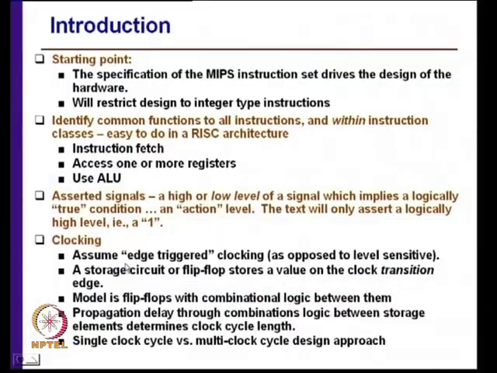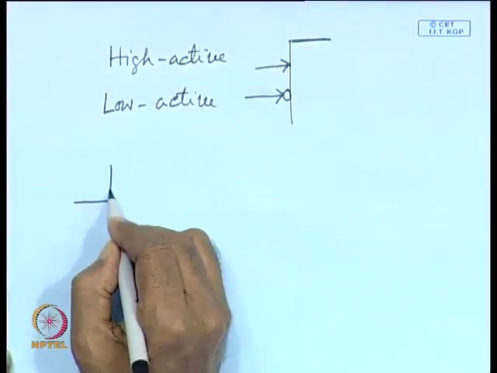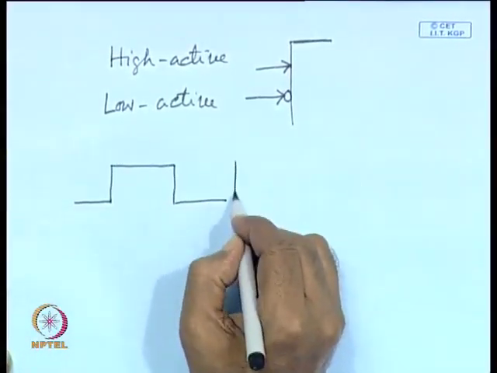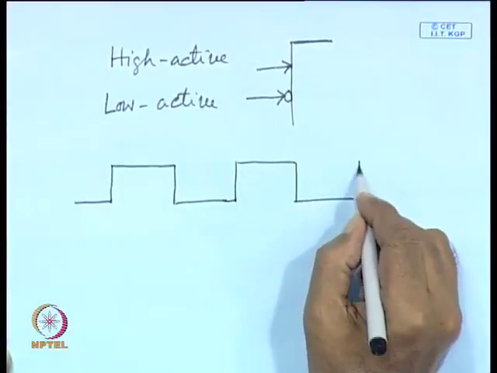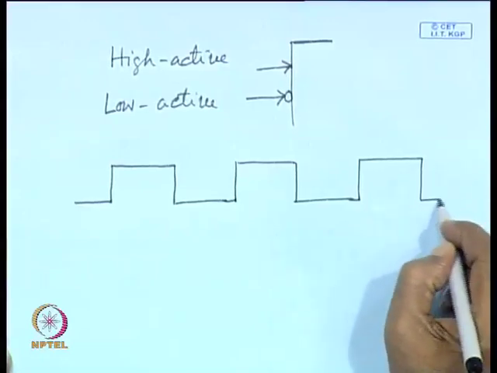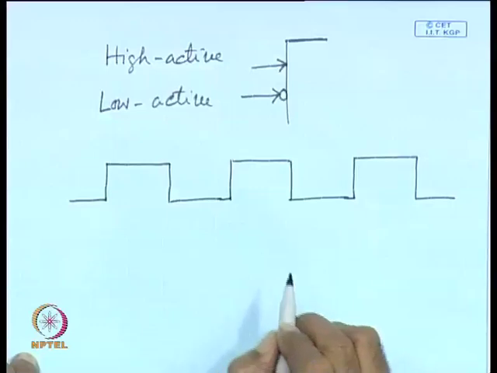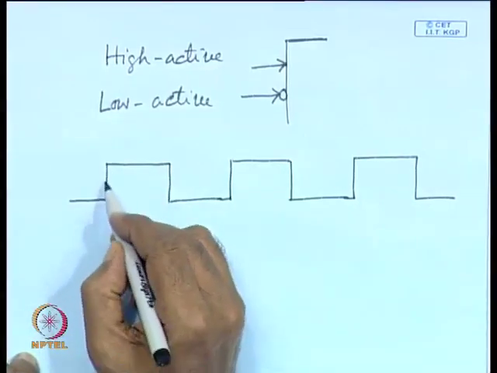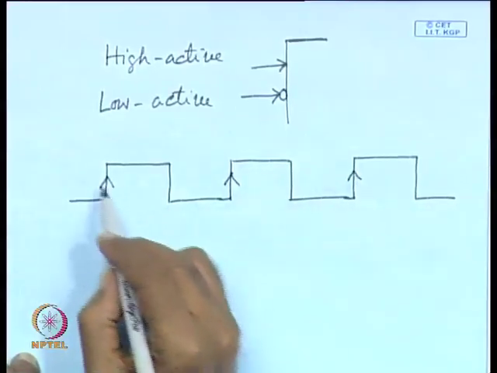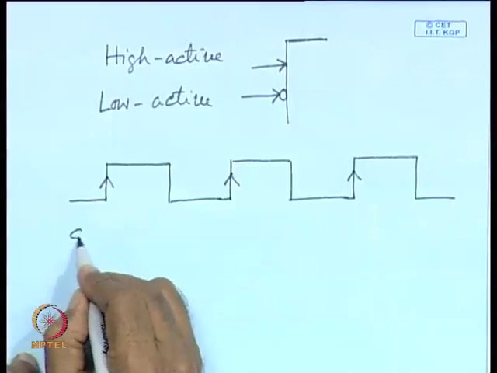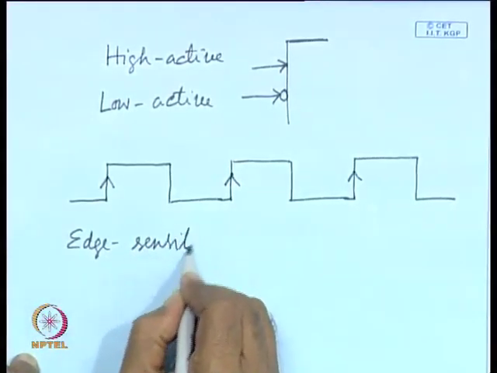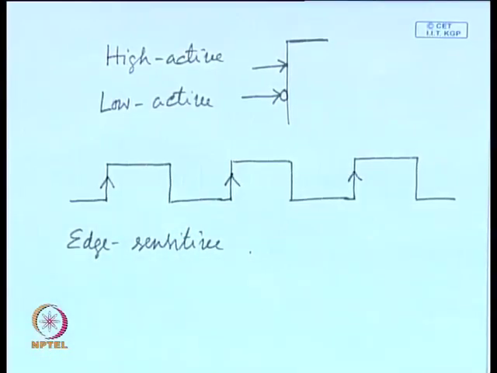Then coming to the clocking, we shall assume that we are using edge triggered clocking as opposed to level sensitive. By clock we mean this type of signal, which will be generated by a clock generator. It can be a crystal controlled oscillator, which will generate a fixed clock. Now, it can be either level sensitive or edge sensitive. In our case, it will be assumed that this is edge sensitive. That means all the changes will take place at these edges. These conventions or assumptions are very important whenever you design a circuit, because you have to use different components like flip flops. They have to be edge triggered flip flops, not level sensitive flip flops.